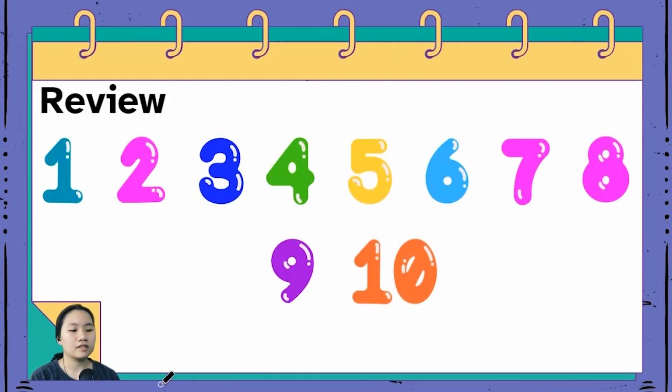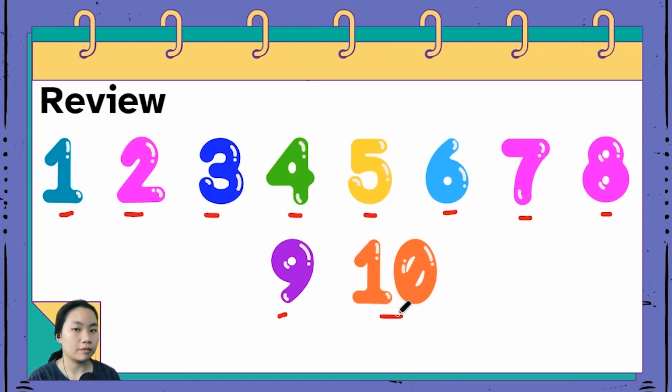Now we're at the last part of our lesson, which is the review. Let's go through numbers 1 to 10 one more time before we end the lesson. 1, 2, 3, 4, 5, 6, 7, 8, 9, 10.